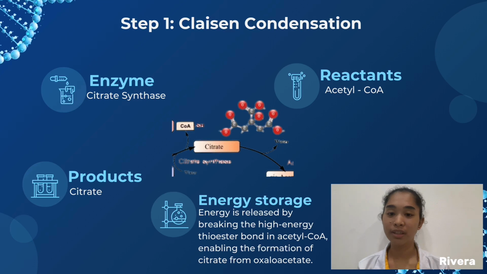Imagine that the cycle begins when a building block, which is the acetyl-CoA, binds to a base, oxaloacetate, to form a larger structure, which is the citrate. The 2 carbon atoms donated by the acetyl-CoA form the 6-carbon citrate.